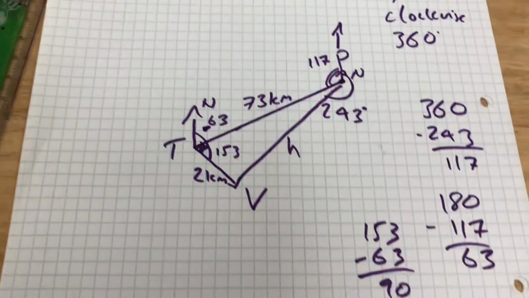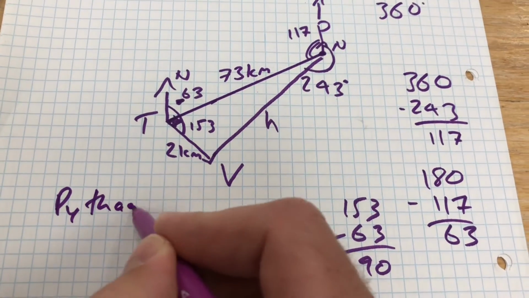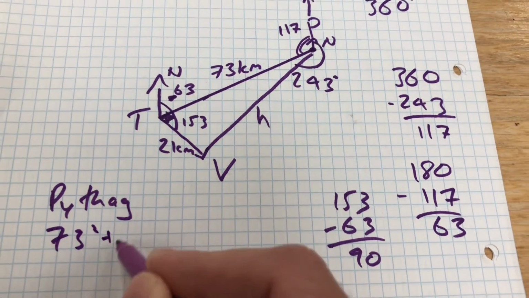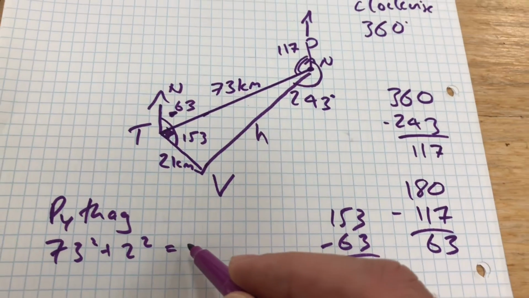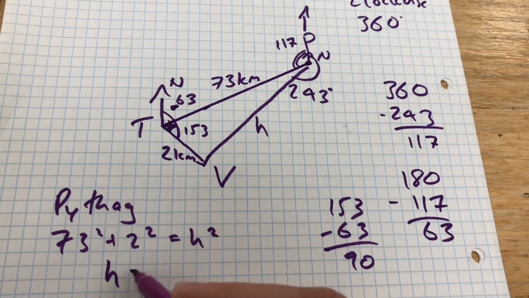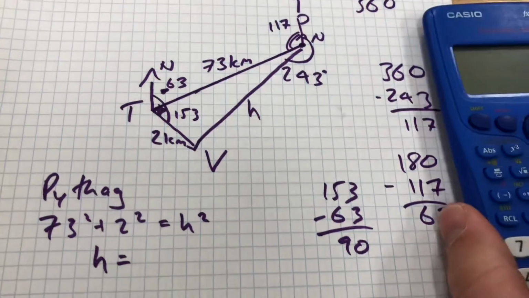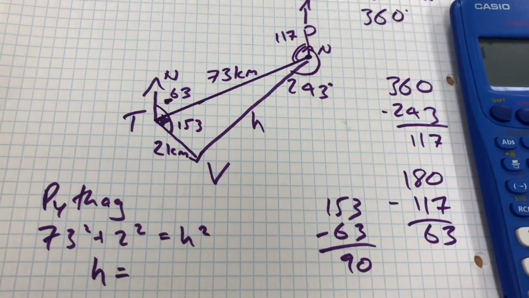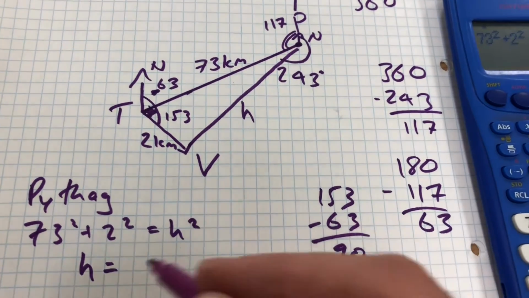So what is P to V? How do we work that out? So you're going to say 73 squared plus 2 squared is going to give us V to P squared, which is going to be... We can use our calculator to work that out. Okay, so 73 squared plus 2 squared is 5,733. When you square root that, your answer is going to be 73.02.